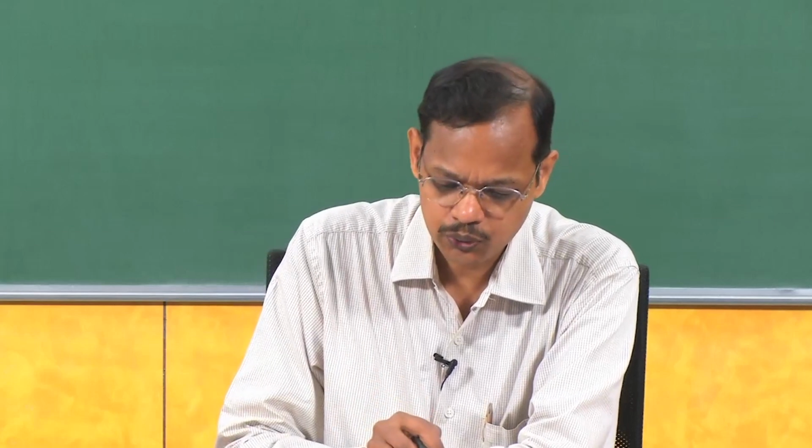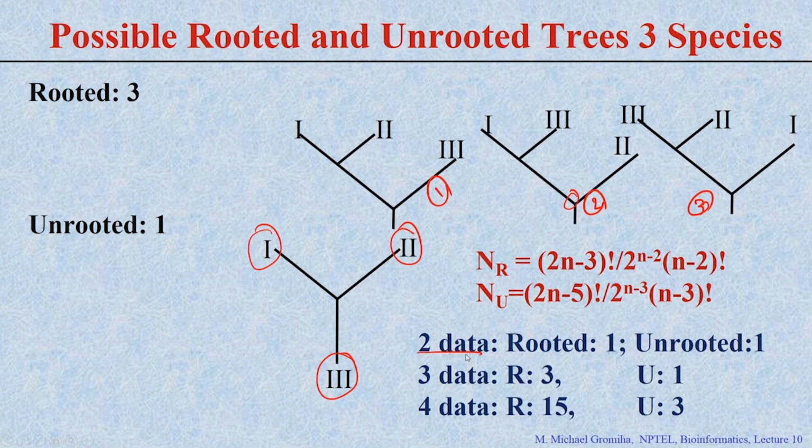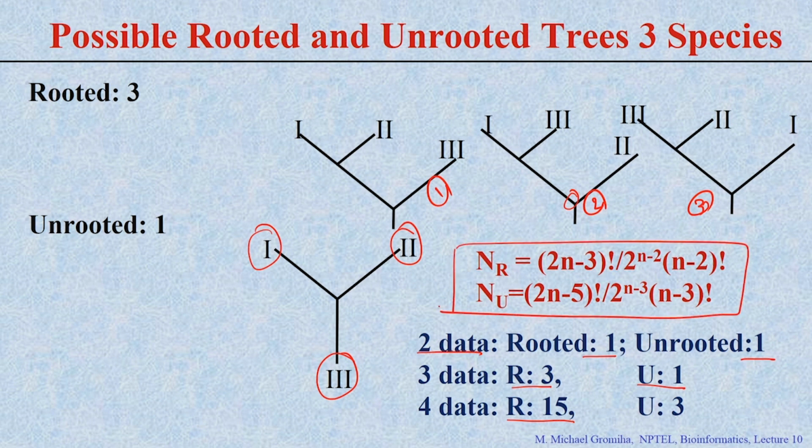Likewise, if you have 2 data, how many rooted trees and how many unrooted trees? 1 rooted tree and 1 unrooted tree. If you have 3 data, 3 rooted trees and 1 unrooted tree. If you have 4 data, you will have 15 rooted trees and 3 unrooted trees. So this is the equation used to calculate the number of rooted and unrooted trees depending upon the organism. n is the number of species, and you can use this equation: (2n minus 3) factorial divided by 2 to the power (n minus 2) into (n minus 2) factorial. This is the equation where we can fit these numbers, for the number of rooted trees and the number of unrooted trees.